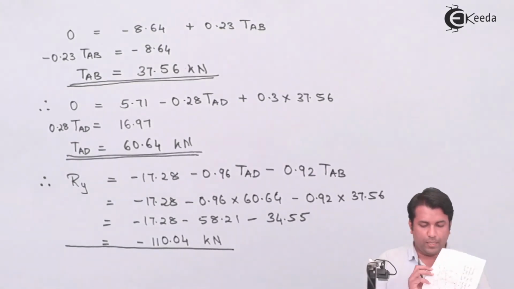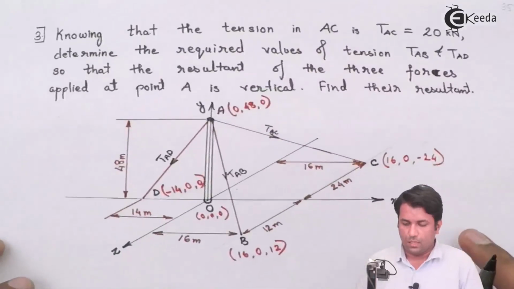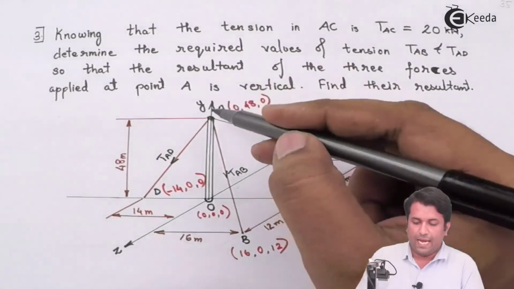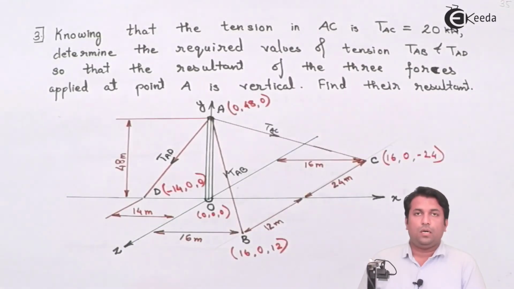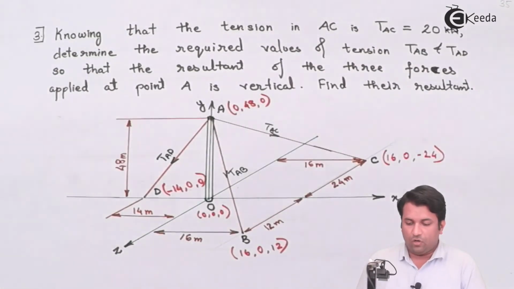So if I just show it over here, the resultant force will be acting at A downwards. So this is how we can say that I have got the resultant.